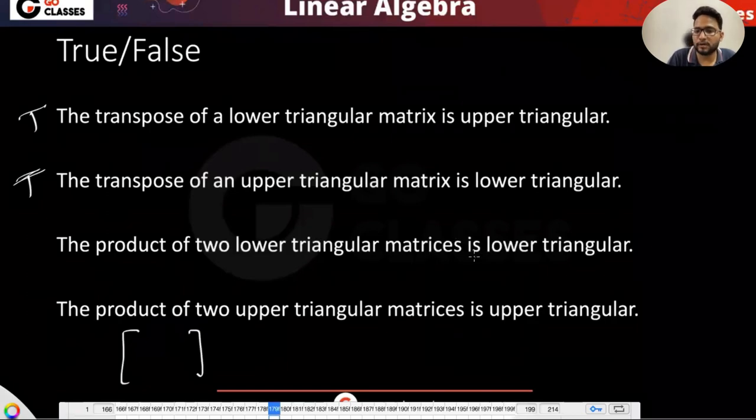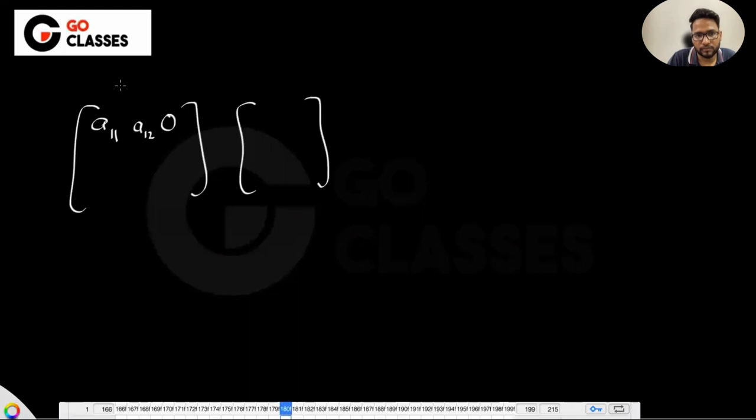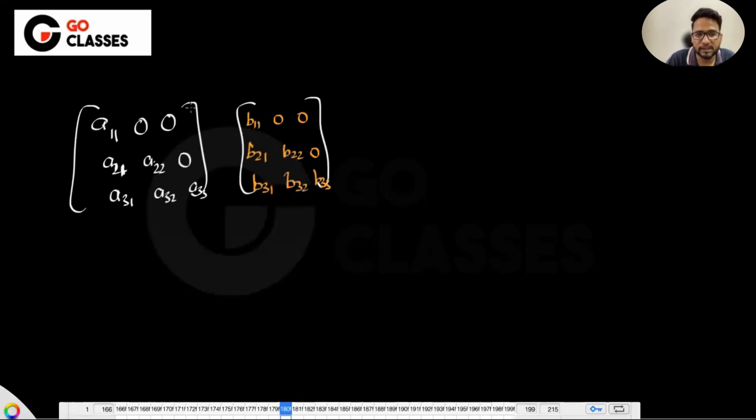Let's check the next one. The product of two lower triangular matrices is lower triangular. Let's just check it. Let me write a matrix A with entries A11, A12, A21, A22, A31, A32, A33. Okay, this is a lower triangle matrix. Similarly, you will have a lower triangle matrix here, with B11, 0, 0, B21, B22, 0, B31, B32, and B33. If you multiply, let's just check what's going to happen.